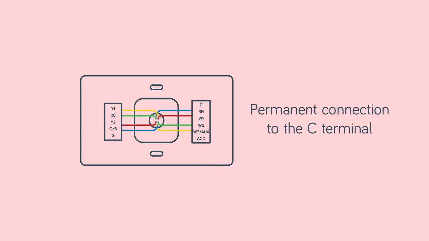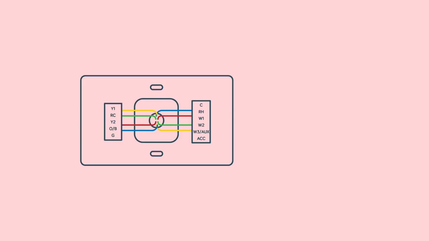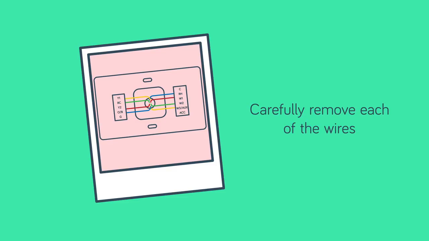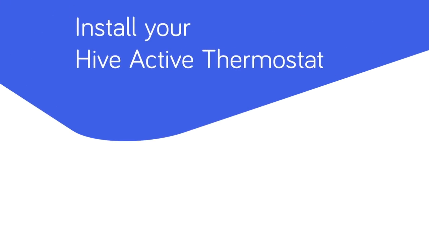Your Hive Active Thermostat needs a permanent connection to the C or common terminal. If there is no wire connected to the C terminal on your existing thermostat, you should request a professional install. Take a picture of the wires for reference and label them. Carefully remove each of the wires from the old thermostat backplate, and then remove the backplate from the wall.